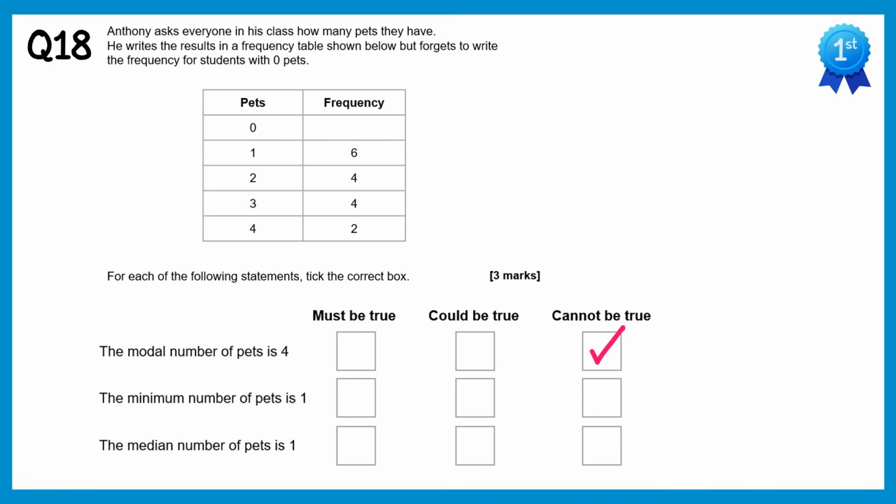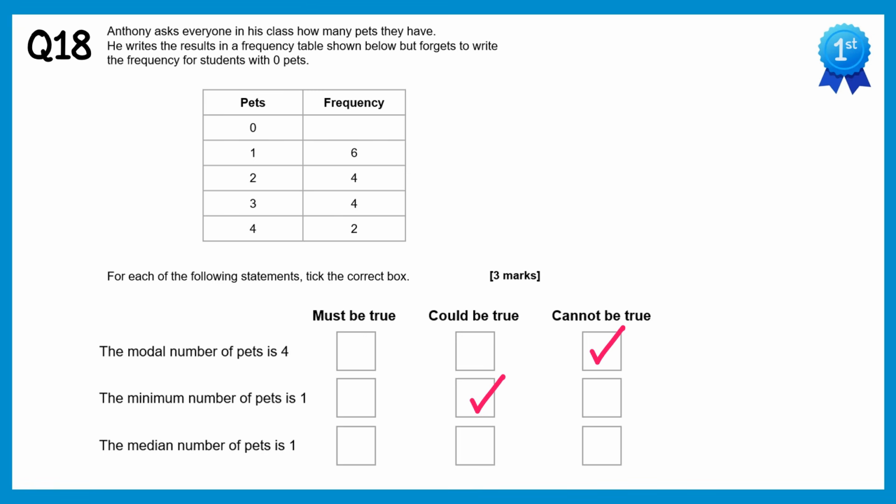For the second part it says the minimum number of pets is 1. Now looking at the table we can see that 6 people had 1 pet, but we don't know how many people had 0 pets, so at the moment it looks like 1 pet is the lowest, but it really depends how many people had 0 pets. If 0 people had 0 pets, then the lowest would actually be 1 pet. However, it may not be 0, it could be any number, it could be 4. So if there were 4 people with 0 pets, the lowest number of pets would actually be 0, in which case it wouldn't be true. So for this statement it could be true, but it also might not be true, in which case we should tick the middle box, could be true.